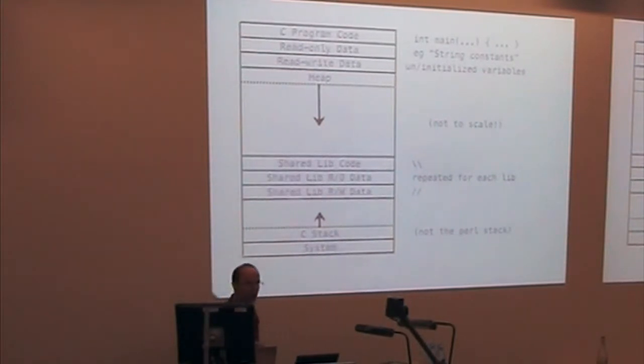So, who's heard of a segmentation violation? Yep. These are the segments. This is what it refers to. You have your main C code, read-only data, read-write data, heap, and the heap grows as you use more and more Perl stuff. You have a bunch of shared libraries mapped in, each has read-only, read-write, and code and stuff. And then you have the C stack at the other end. Now this is not to scale, because if this is a 64-bit machine, there's terabytes in those gaps.